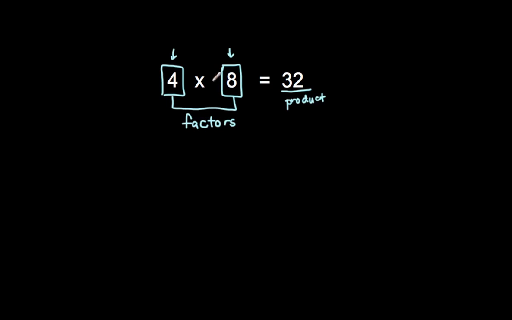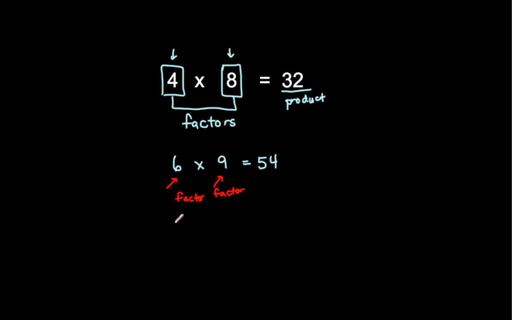Once you understand that, and you know your basic multiplication facts, like 4 times 8 is 32, 5 times 4 is 20, 6 times 9 is 54, then we can actually move forward. Let me just write this down again. We have 6 times 9 equals 54. So we're saying that 6 is a factor and 9 is a factor, and they're making a product of 54. Both 6 and 9 are factors.